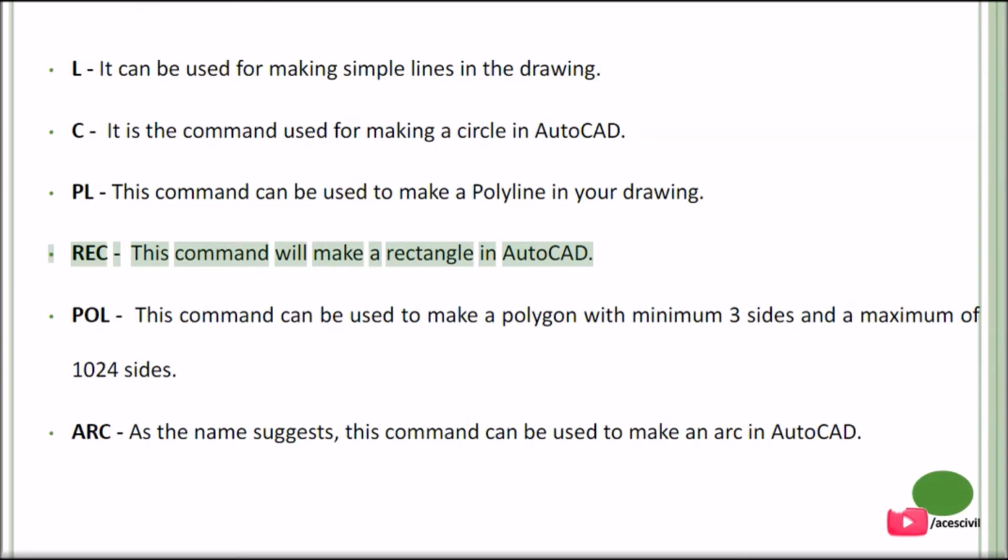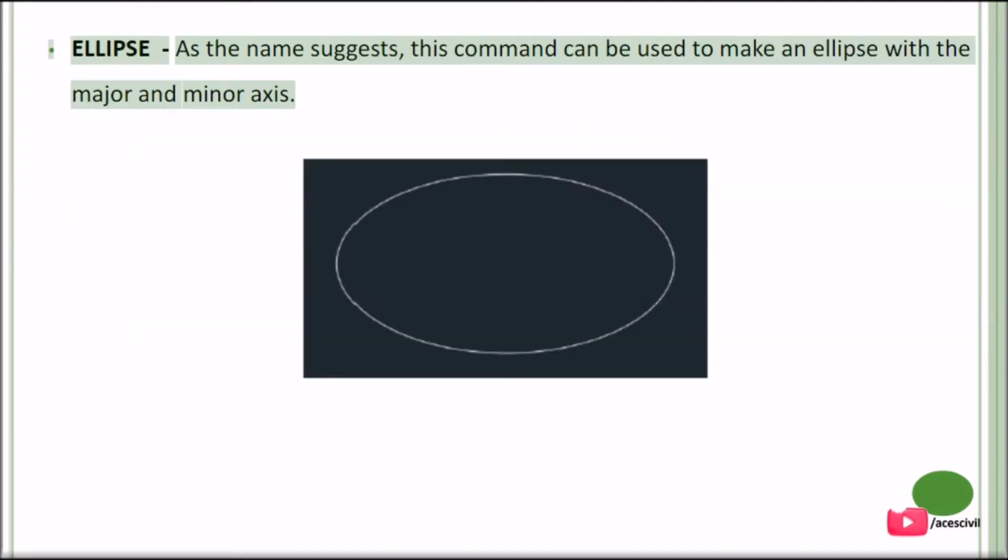This command will make a rectangle in AutoCAD. This command can be used to make a polygon with minimum 3 sides and a maximum of 1024 sides. Arc, as the name suggests, this command can be used to make an arc in AutoCAD. Ellipse, as the name suggests, this command can be used to make an ellipse with the major and minor axis.